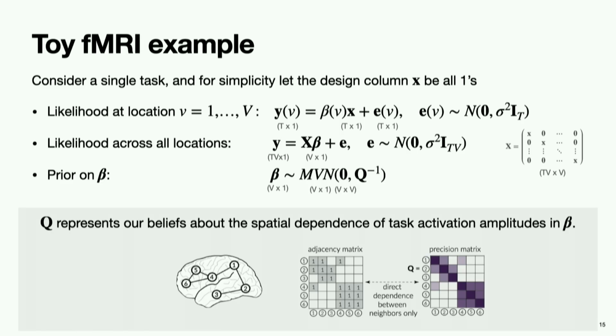So the precision matrix is going to have non-zero values corresponding to the cells where there is a neighborhood structure. And what it's telling us is that we believe a priori there's direct dependence only between locations that are connected via the mesh, that share a triangle. So this is an example of a spatial prior. We could build spatial priors in different ways, but this is an example of the type of spatial prior we can build based on the mesh structure of cortical surface fMRI data.